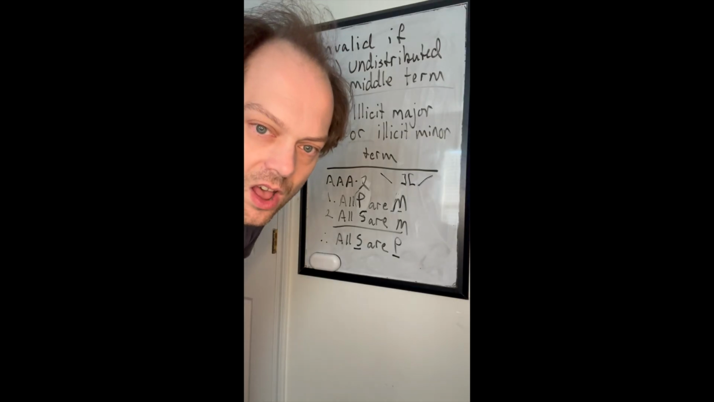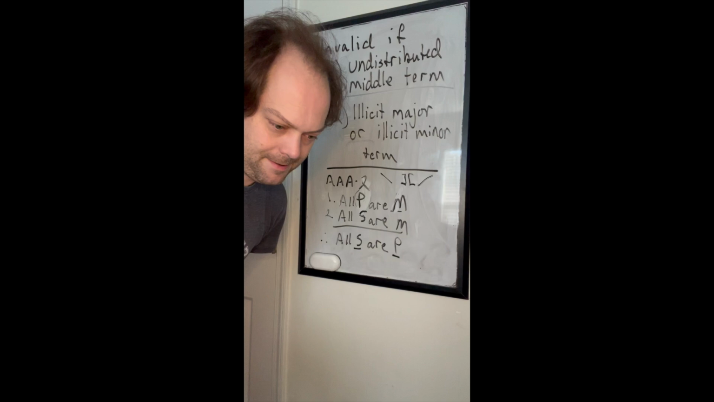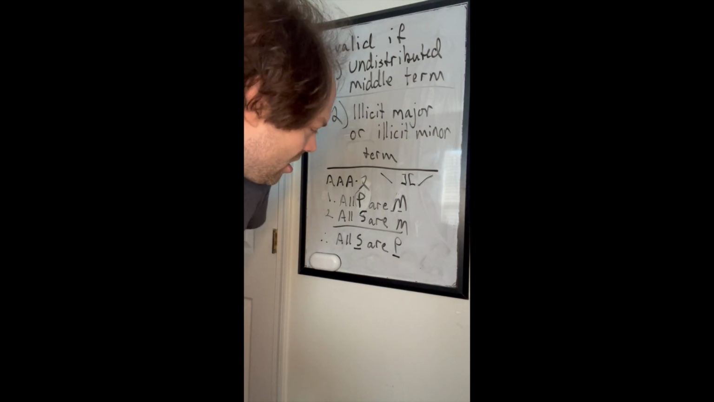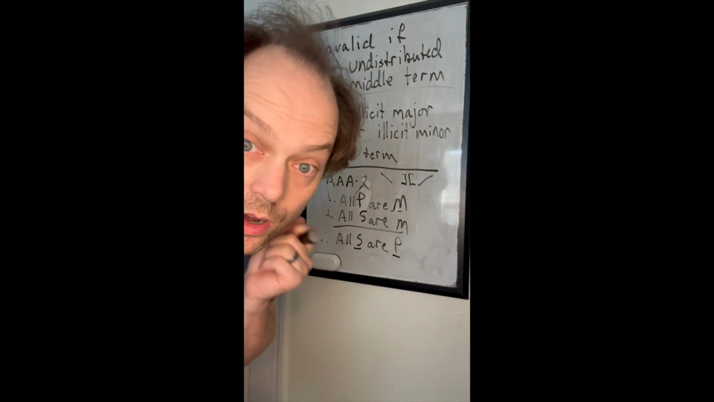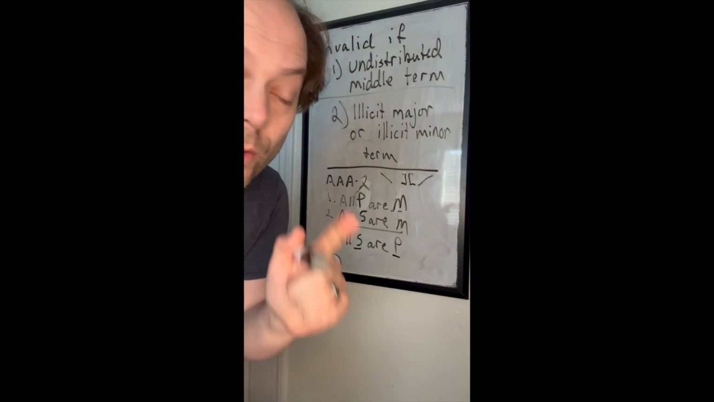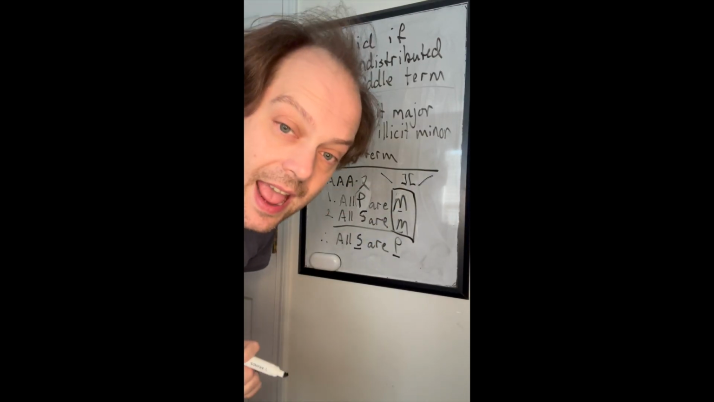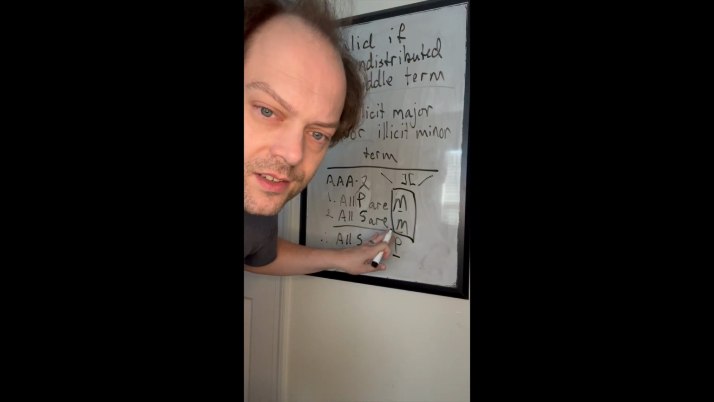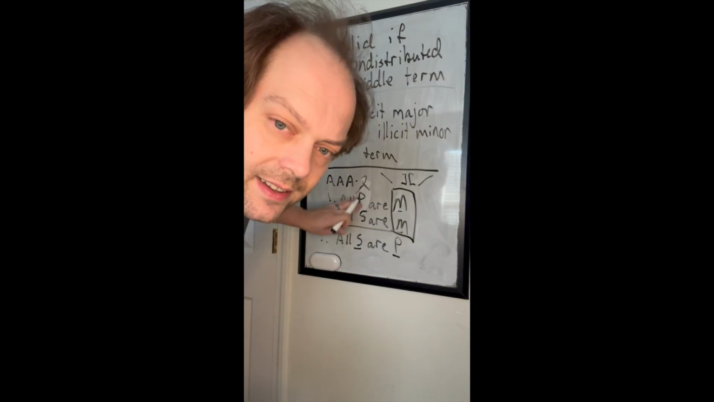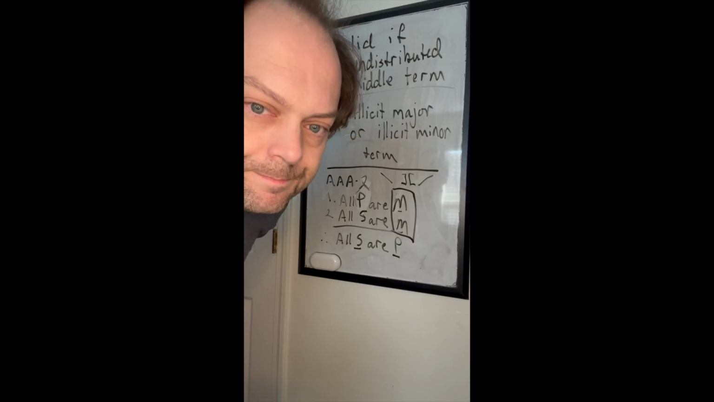How about this? All poodles are dogs, and all Shih Tzus are dogs. Therefore, all Shih Tzus are poodles. That does not work. That's not valid. What went wrong is that this middle term is not distributed anywhere. We never say anything about all the dogs. So how can we connect the major and minor terms there? Doesn't work.